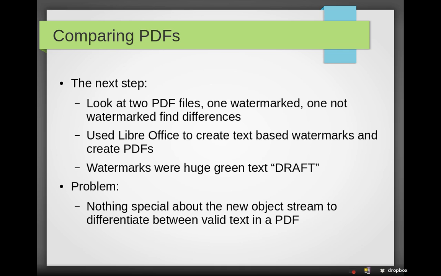The problem that I ran into here was that there was nothing special about the new object stream to differentiate it from the valid text in the PDF. The fact that there was a new object in the PDF was fairly obvious when I looked at the body of the PDF, but there was no information in the new object that said this is a watermark as opposed to this is regular text.